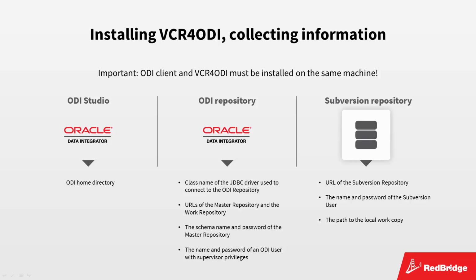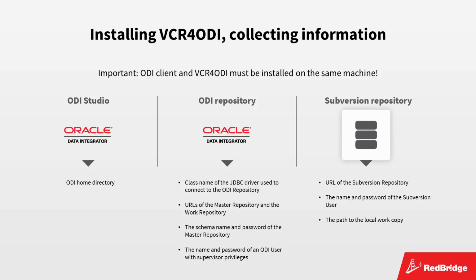Before starting the installation procedure, we recommend you to collect the following information: the location of the ODI home directory. Next, for the connection with the ODI repository, you need the class name of the JDBC driver and the URLs for the master and work repositories. You will also need the schema name and password for the master repository and the ODI username and password. Also, make sure that the ODI user has supervisor privileges. To connect to Subversion, you will need the URL of the Subversion repository, the username and password of the Subversion user, and the path to your local work copy.